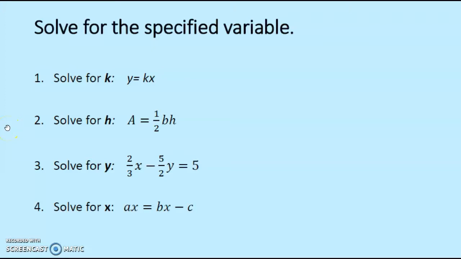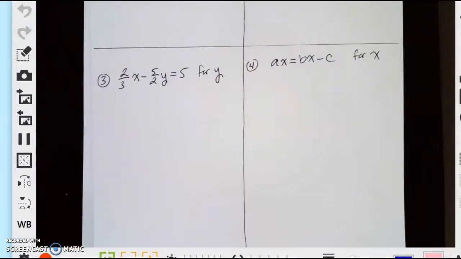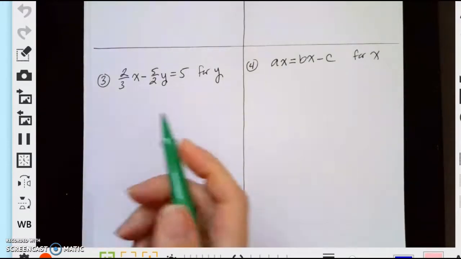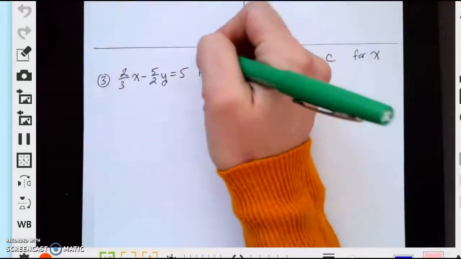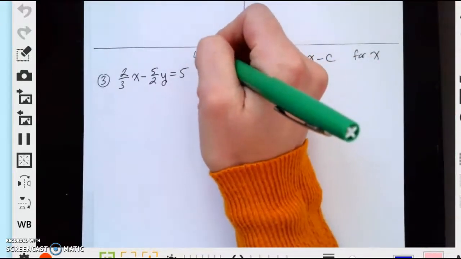Okay, in the next example we have an equation with two variables x and y, and we want to solve this equation for y. We also have fractions in this equation, so we could use the strategies we've had in the past for fractions. If I want to clear out the fractions first, I'm looking for the least common multiple of 2 and 3.